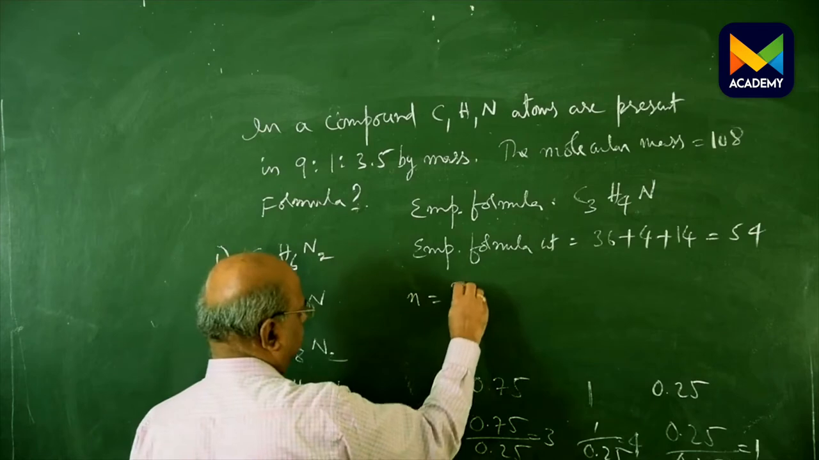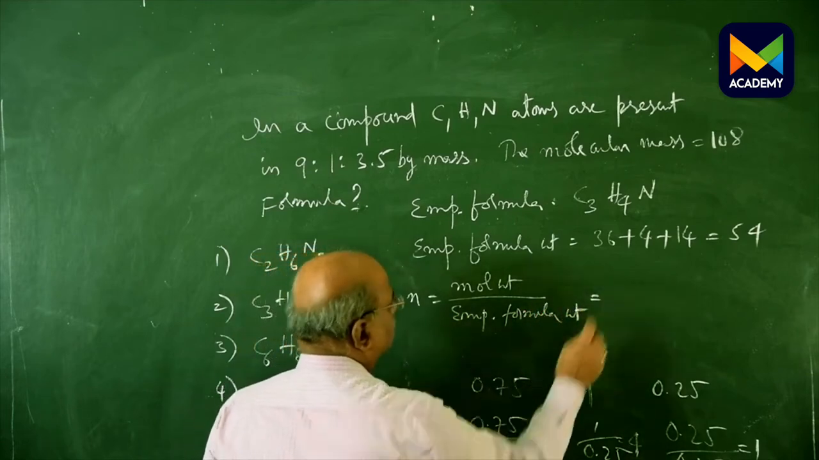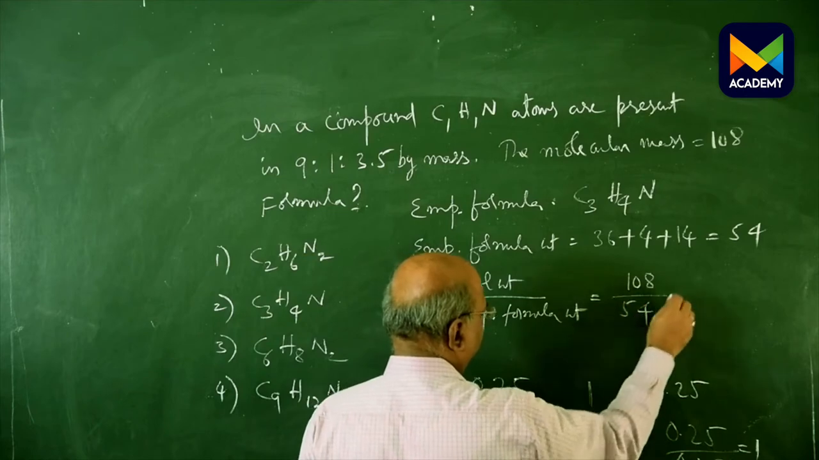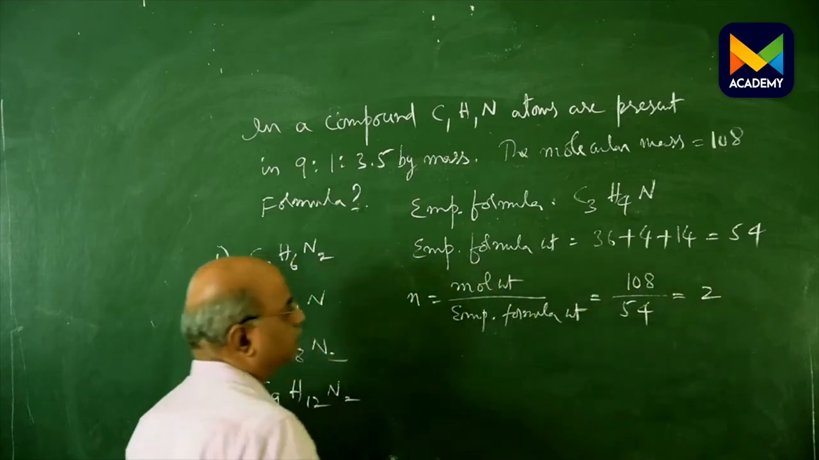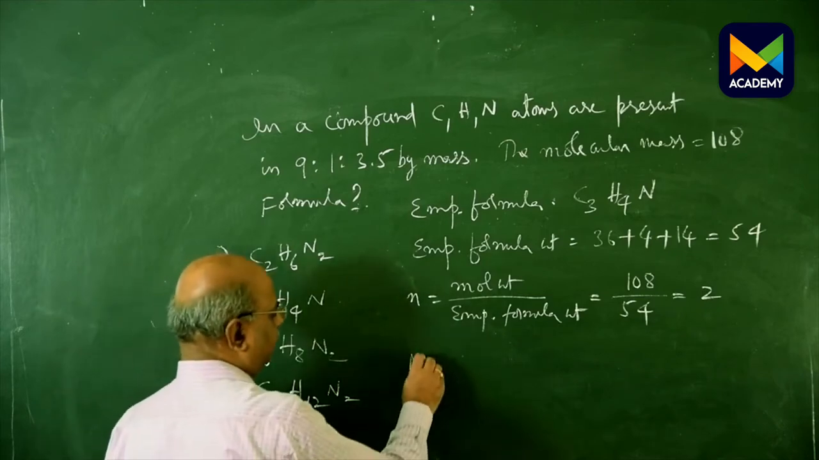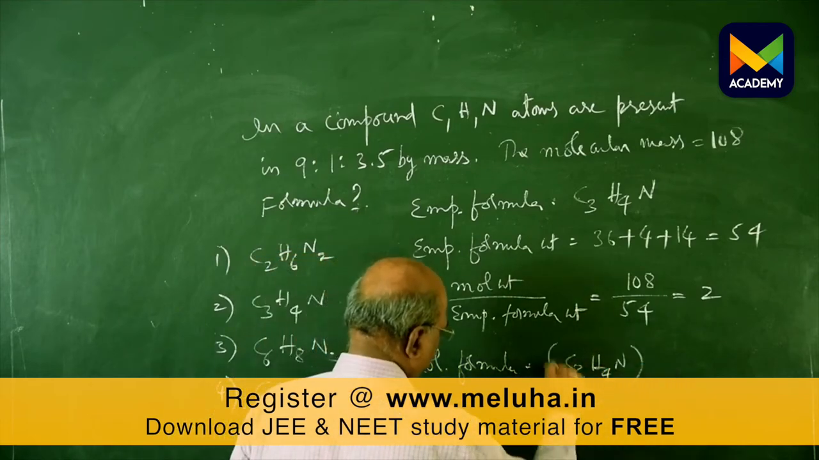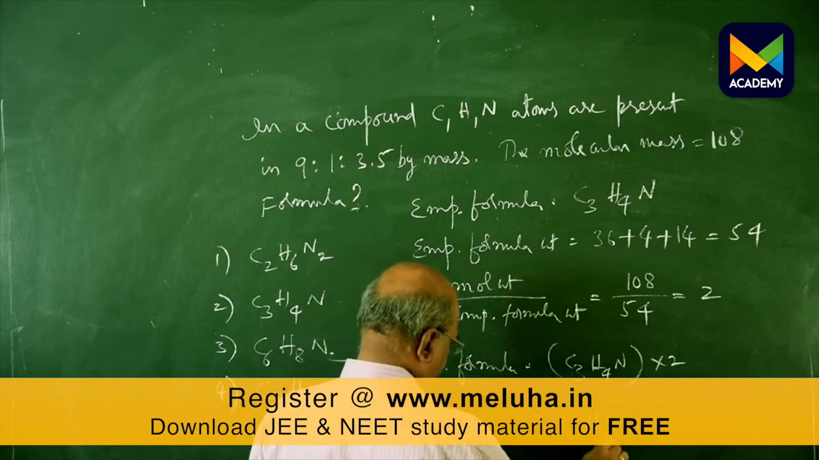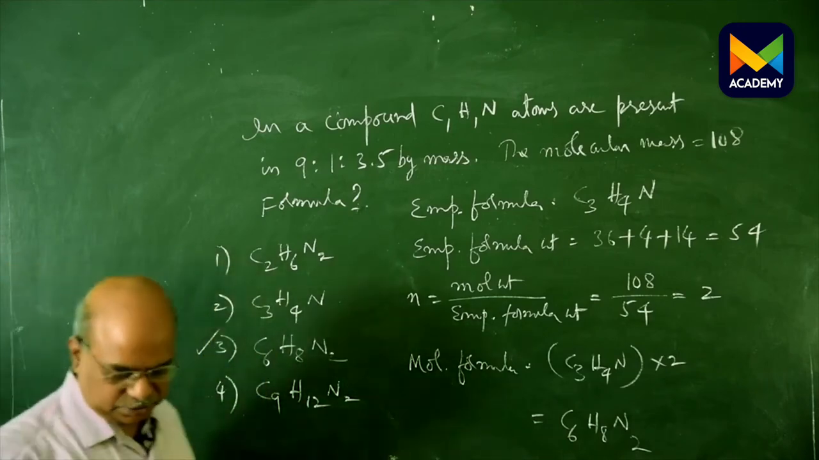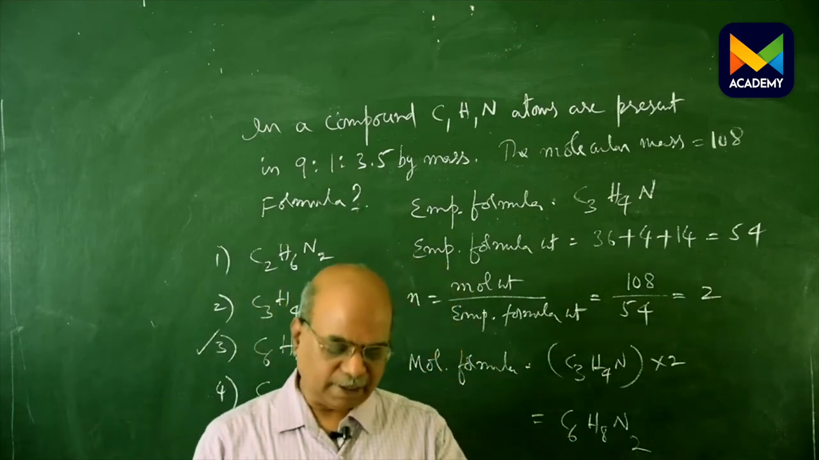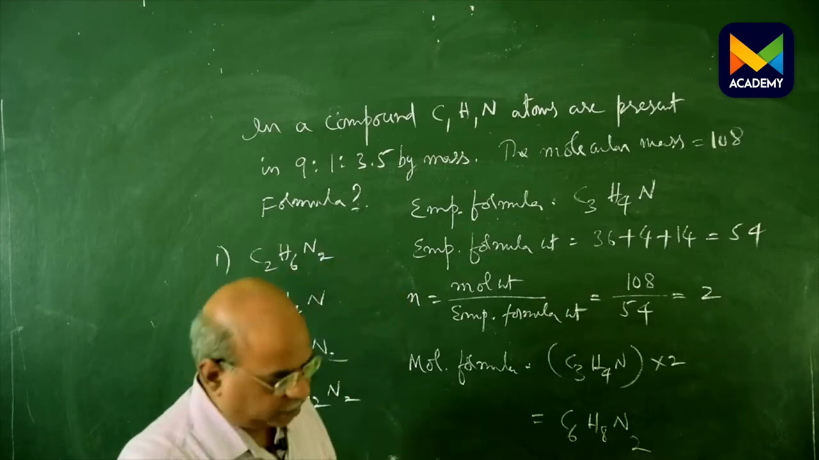Then the N factor is molecular weight by empirical formula weight. That is equal to 108/54, which comes to 2. So 2 is the N factor, and if you multiply all the atoms in the empirical formula by 2, you get the molecular formula. So the molecular formula of the substance should be C3H4N into 2, that is C6H8N2. So that goes for the third option here, C6H8N2. This is a problem related to empirical formula and molecular formula calculation. Let us go for another concentration term problem.